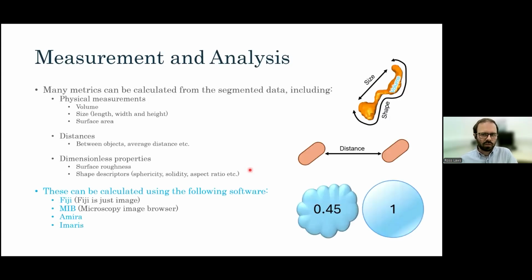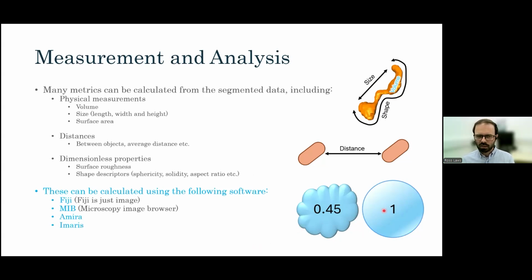Once you have segmented your data, what you might want to then do is move on to measure and analyze the features that you've segmented. This is a bit word heavy, so I'm going to briefly cover these topics and you can ask me more at the end if you want. So many metrics can be calculated from the segmented data, including physical measurements such as volume, size, and surface area. You can do distances between objects, average distance between all of the objects as well to give you an idea of clustering. And then you can also look at dimensionless properties such as surface roughness and shape descriptors.